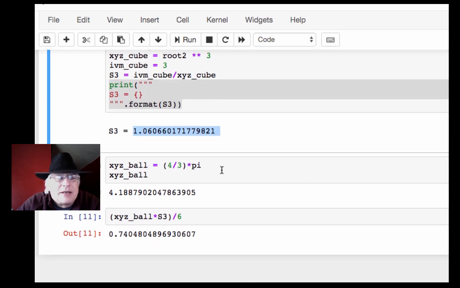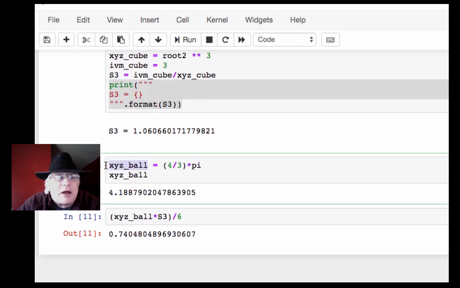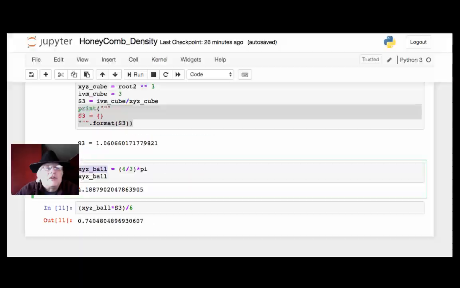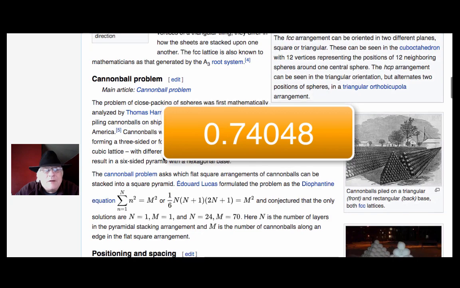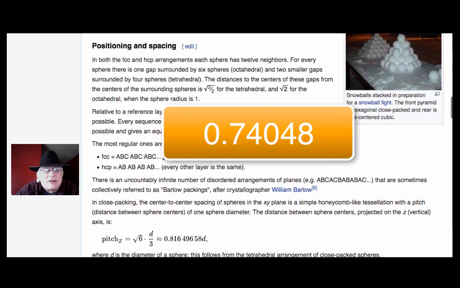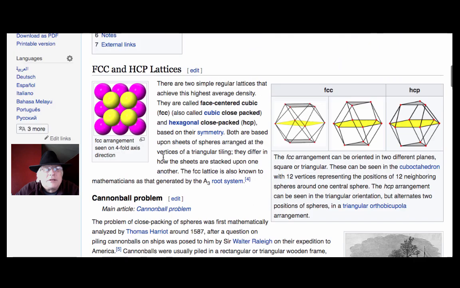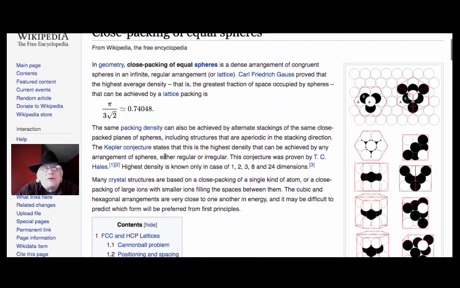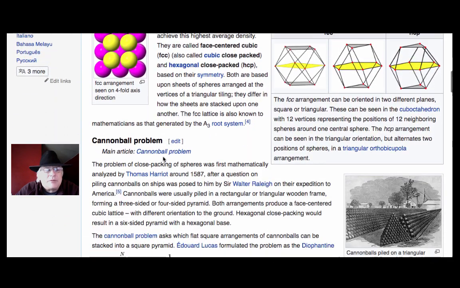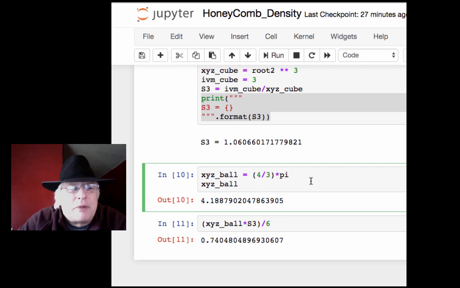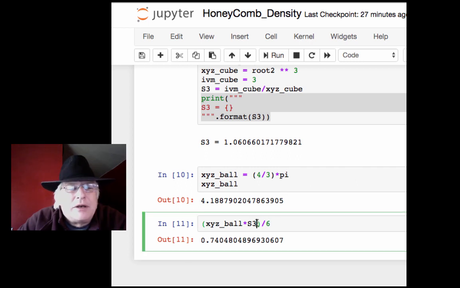So here's the XYZ ball, which is 4/3 pi r to the third power. That's the spheres that are packing in our close packing, right? And the density that you have, if you just take pi, the density comes out at 0.74048. So in our world, in Jupyter Notebook worlds, all we need to do is multiply that ball's volume by S3 to figure out what its volume would be in IVM or tetravolumes.